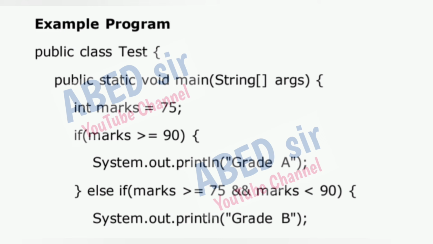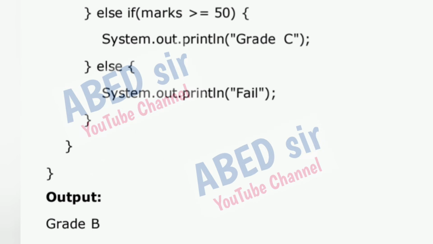Example program. public class Test { public static void main(String[] args) { int marks = 75; if (marks >= 90) System.out.println("Grade A"); else if (marks >= 75 && marks < 90) System.out.println("Grade B"); else if (marks >= 50) System.out.println("Grade C"); else System.out.println("Fail"); } } Output: Grade B.